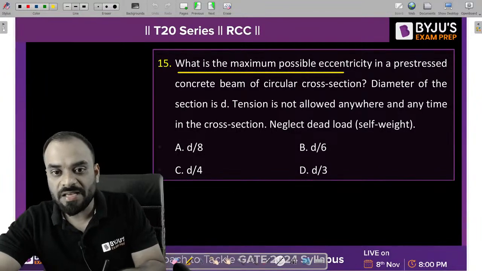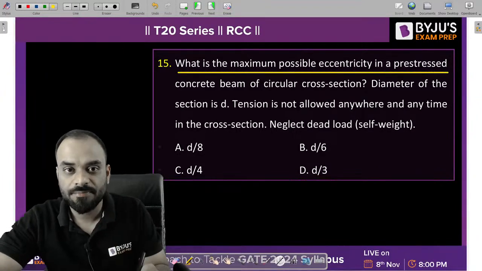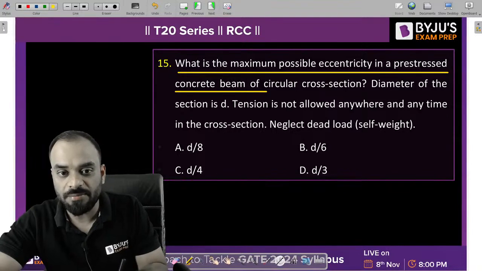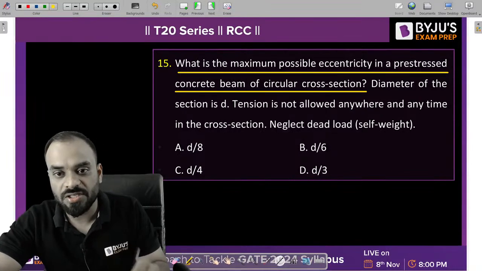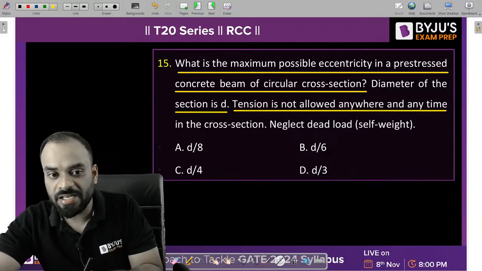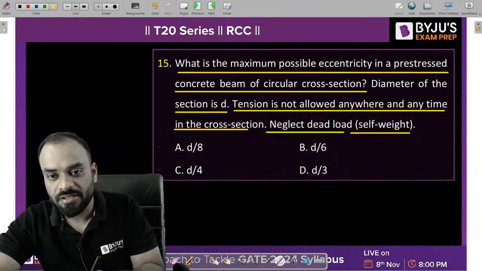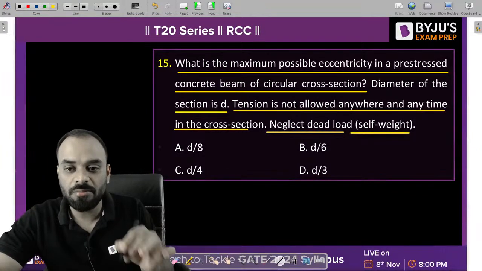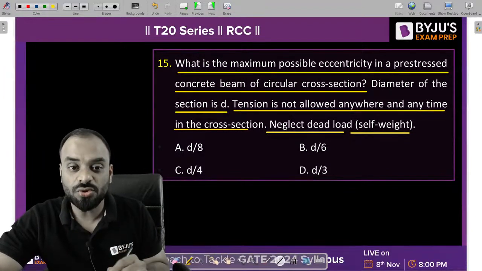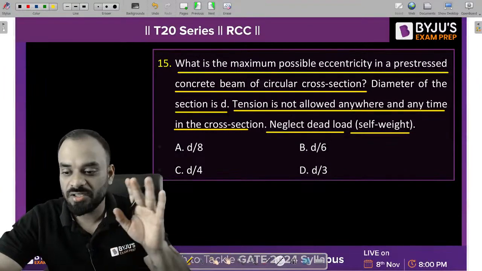What is the maximum possible eccentricity in a pre-stressed concrete beam of a circular cross section? The diameter of the section is D and tension is not allowed anywhere and anytime in the cross section. Neglect the dead load or self-weight and tell me what should be the minimum eccentricity in this case so that there should not be any tension in the beam.